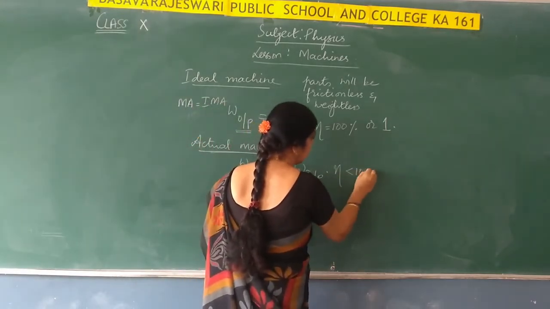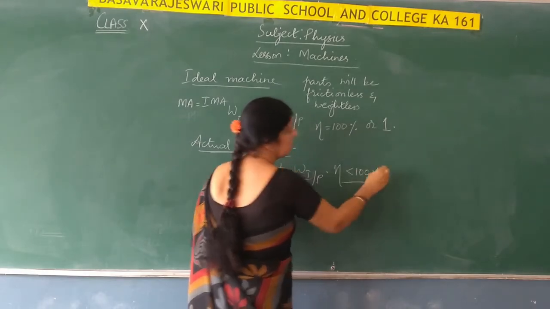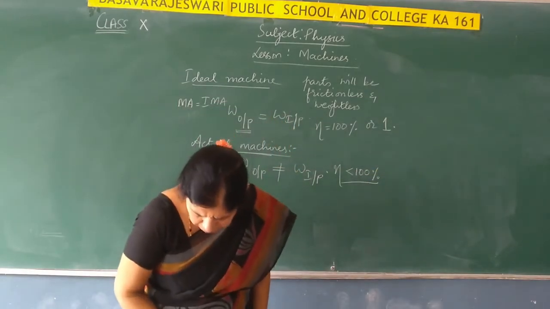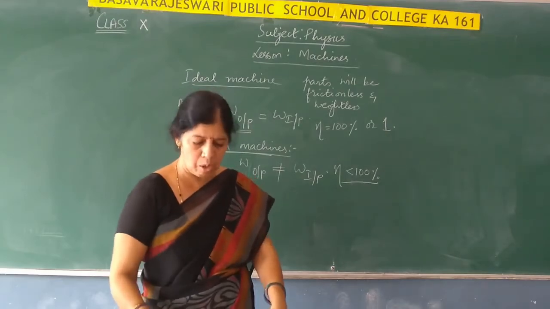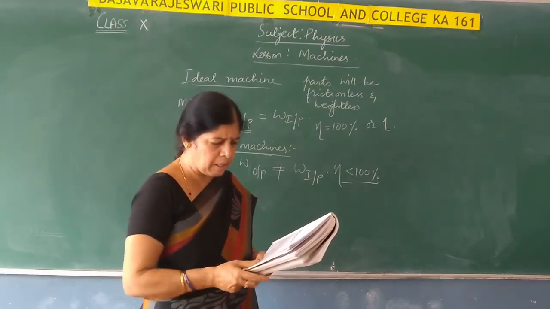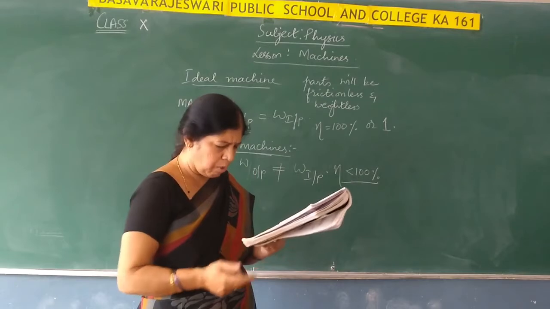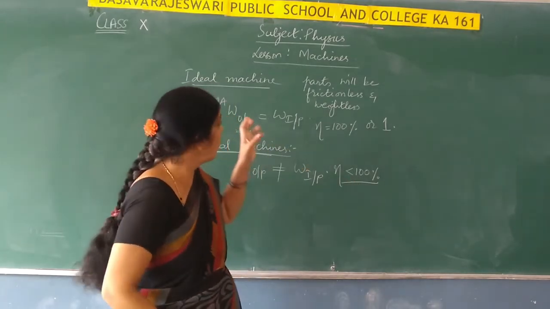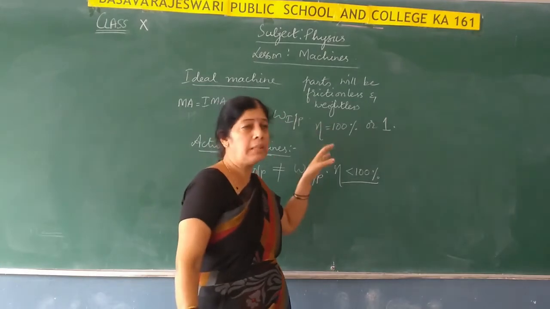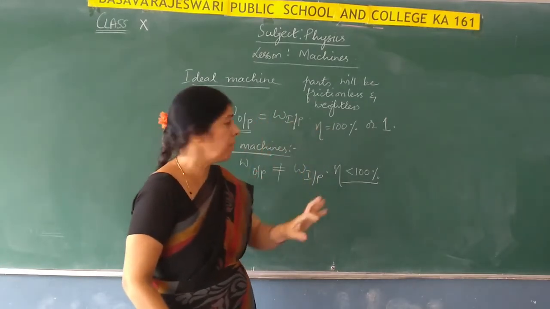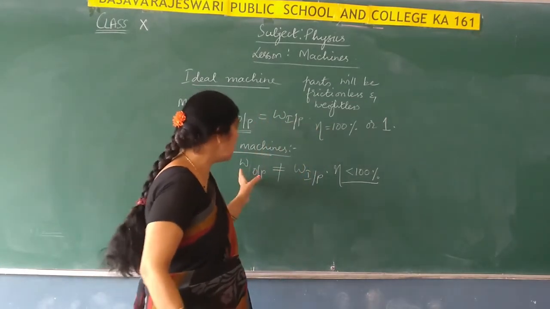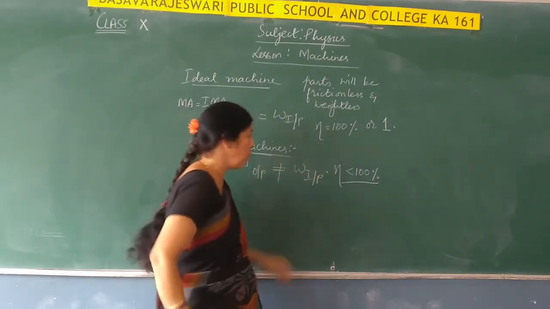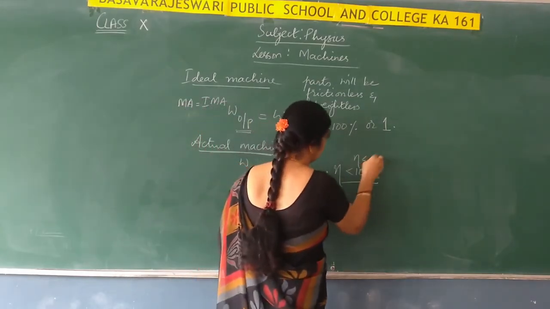Efficiency will be less than 100%. Right? Efficiency cannot be 100%, it will be less than 100%. So you can refer to your textbook also. In that he has given what is an ideal machine and also what is an actual machine. Ideal machine means the weight of the machine will be negligible and there will be no friction between the parts of the machinery. But when it comes to actual machines, the efficiency will decrease. It will be less than 1 or less than 100%.